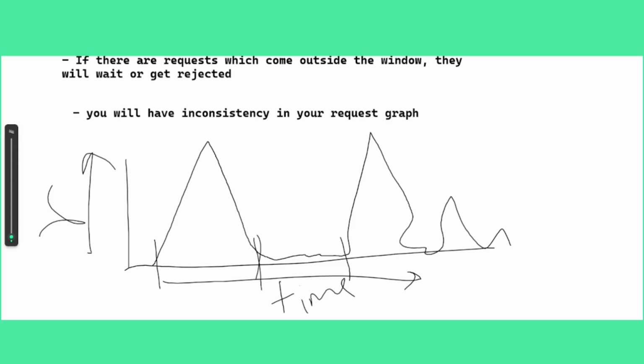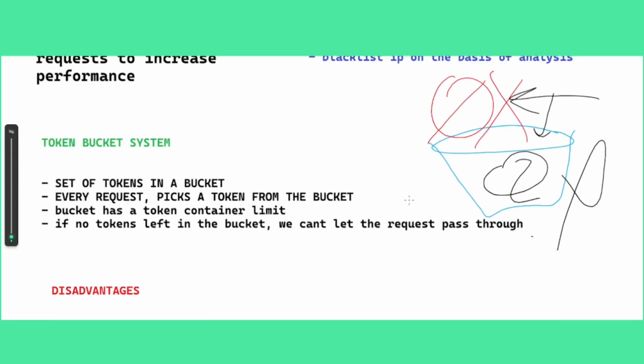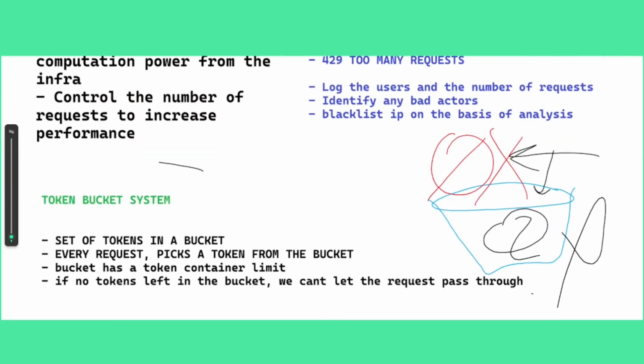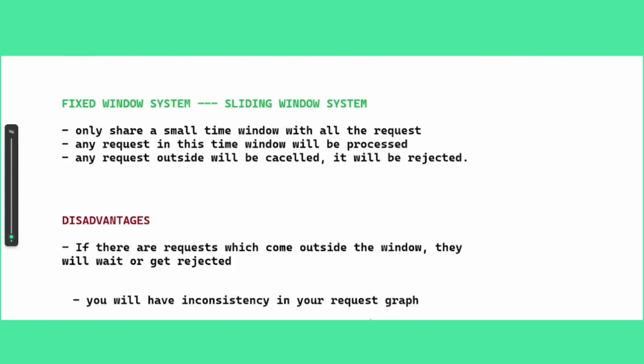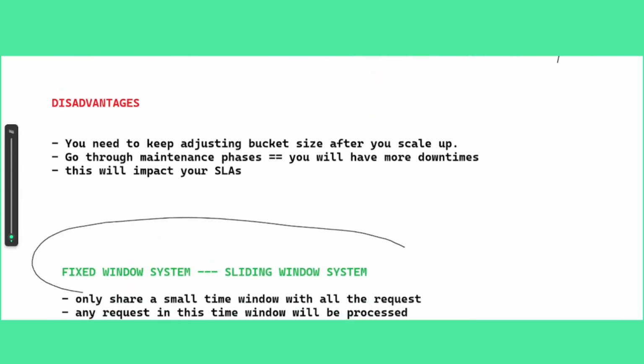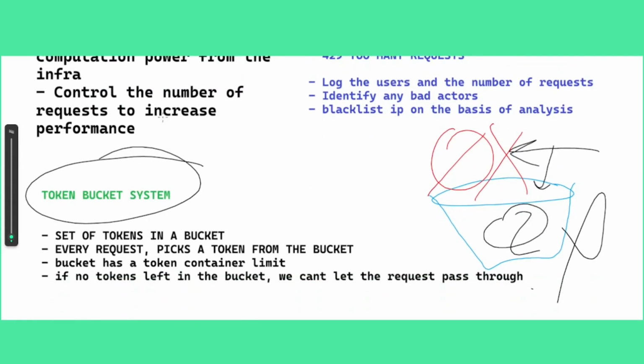This is not good, as in this is the downside of it. But these are the two systems that I know: token bucket system, and the other is fixed window system. Now, if you have a small architecture, like you're creating a chat room for 4 or 5 people, then you can use the token bucket system, where only a certain number of requests can be made at a time.